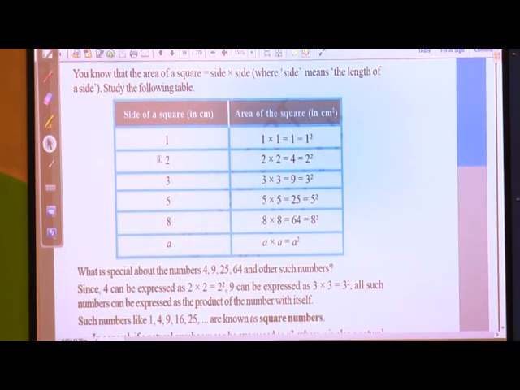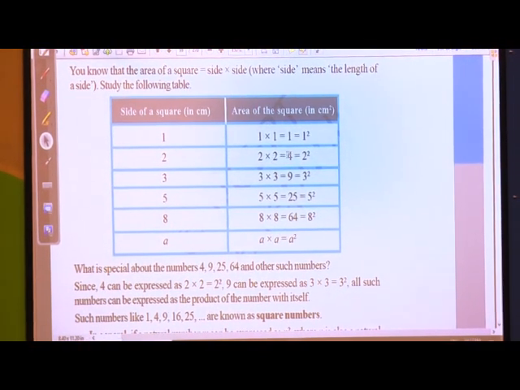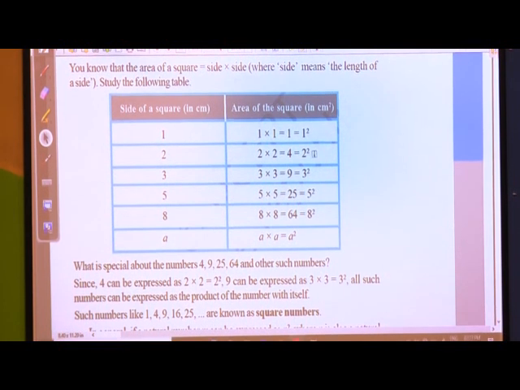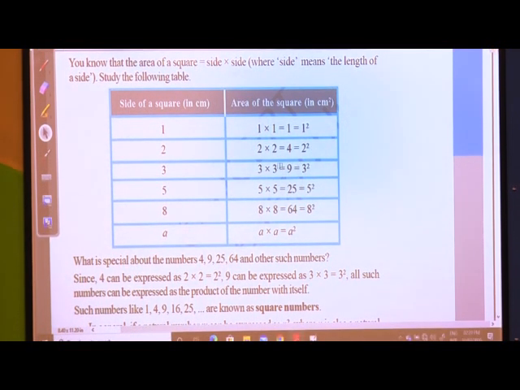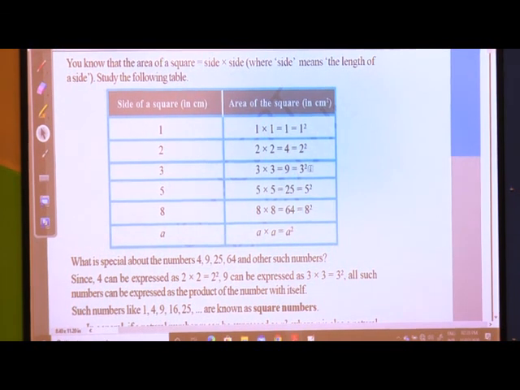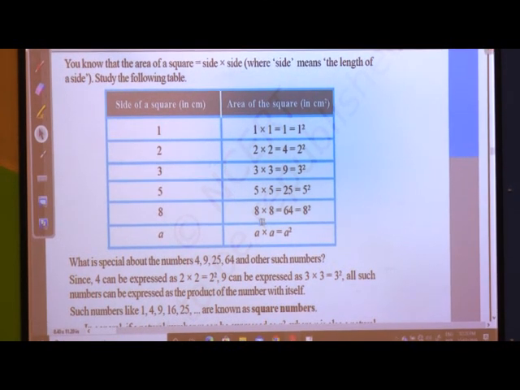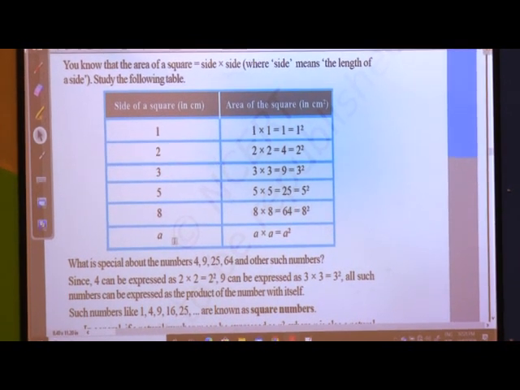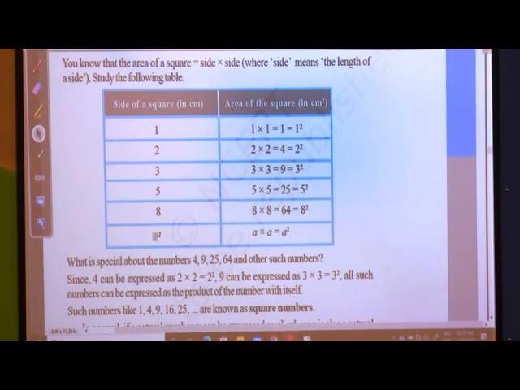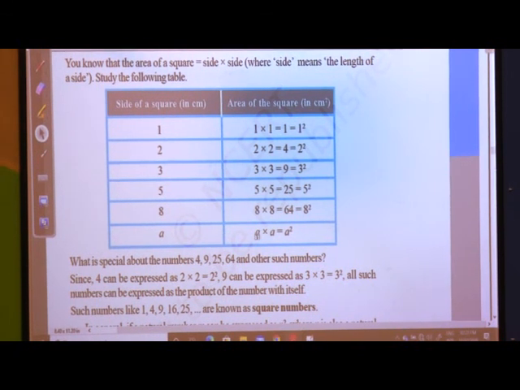The second value 2, 2 into 2 is 4, it is 2 square. 3, 3 into 3 is 9, it is equal to 3 square. 5 into 5, the next value, is 25, it is 5 square. 8, 8 into 8 is equal to 64, it is 8 square. And if the side is a centimeter, then a into a is equal to a square.